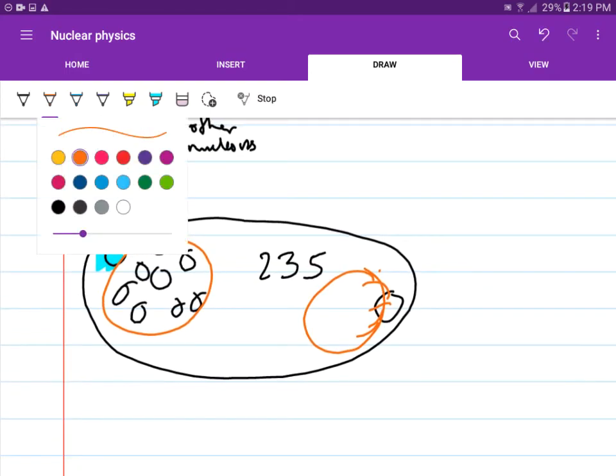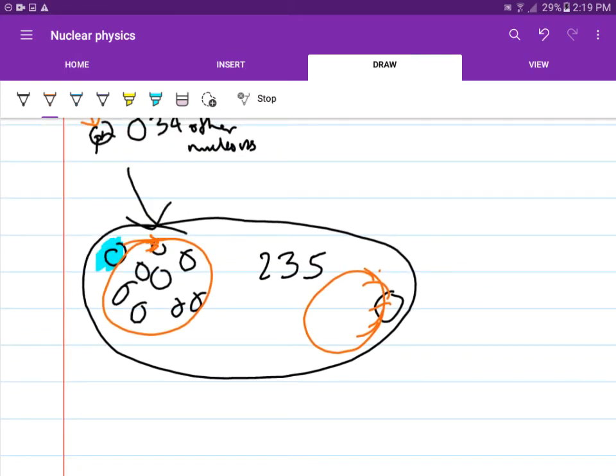You call this behavior saturation. So the binding energy gets so saturated that individual nucleons can only experience the binding energy in their immediate vicinity.